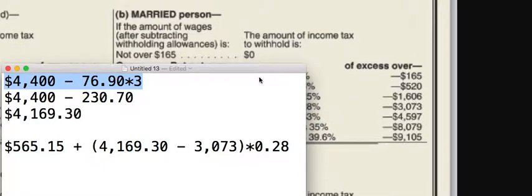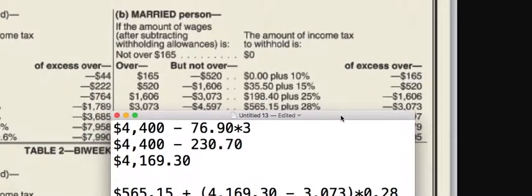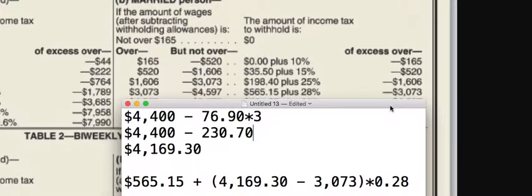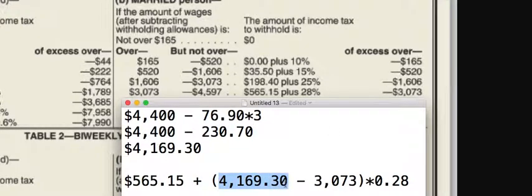Let me scroll up and I can talk about that again to show you what's happening. After deductions, our amount of money was in between these two numbers. So it tells us the federal income tax is $565.15 plus 28% of the amount of money over $3,073. That's why we need to subtract the amount of money we make per week after deductions by that 3,073. That will tell us the amount of money over the cap here. And then that amount, whatever that difference is, gets taxed at 28%.